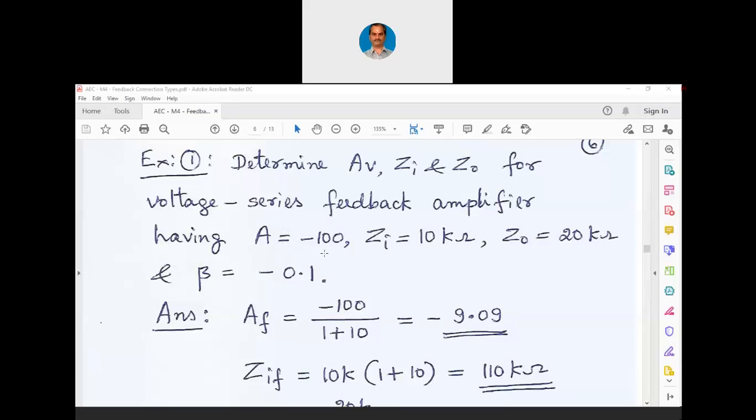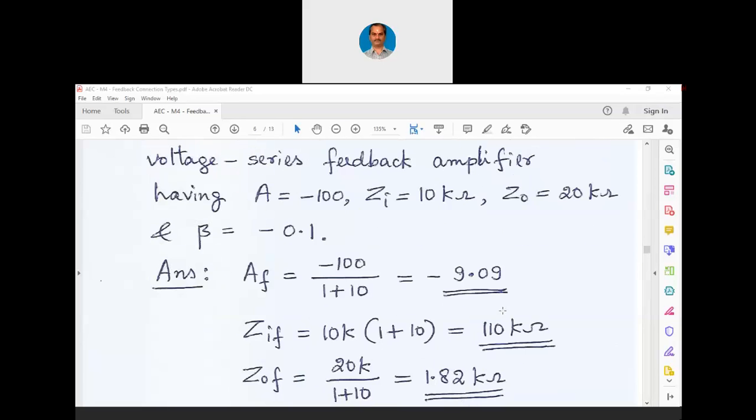Why? Even the feedback network has this particular negative sign, and only 10% of the output is taken back to the input. That is why beta is minus 0.1. I have been telling you that beta is always less than unity. It is always a fraction. So we will substitute the formula simply for voltage series feedback amplifier. AF is equal to A by 1 plus A beta. You can see A is minus 100, 1 plus A beta. 100 into 0.1 is 10. So it is minus 100 divided by 11.